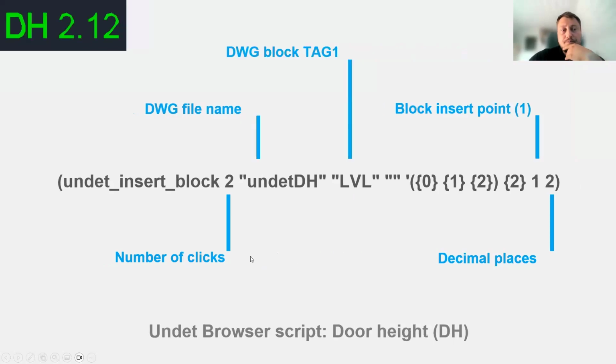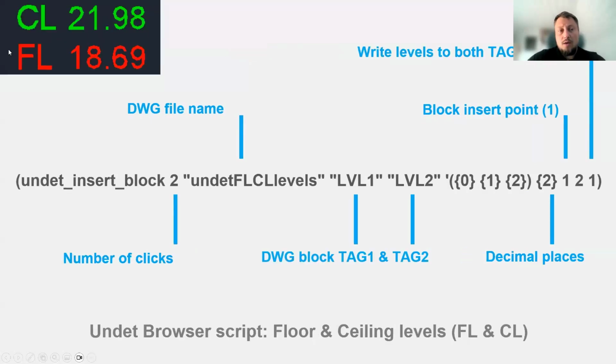If you will go further, we have a script to annotate the door height. So in total, we have 2 clicks using Undet DH DVG file, 1 tag, block insert point, and decimal places. And this script is door height DH. If you want to show 2 levels and use floor and ceiling level script, you see that we have 2 clicks, DVG file. We have two tags, level 1, level 2.